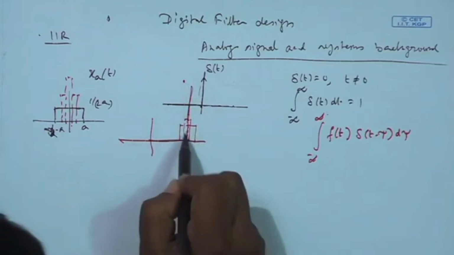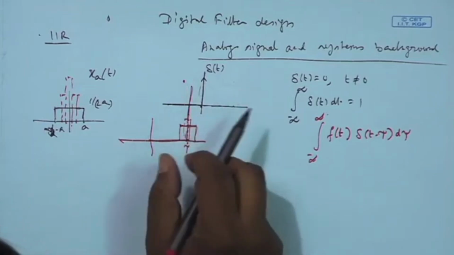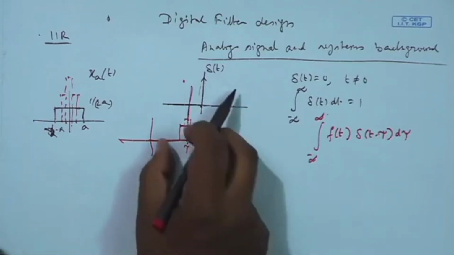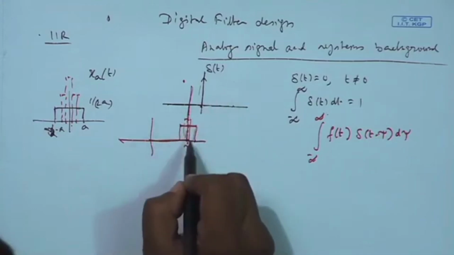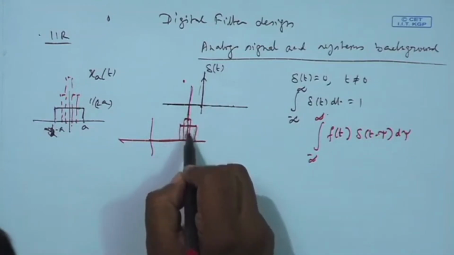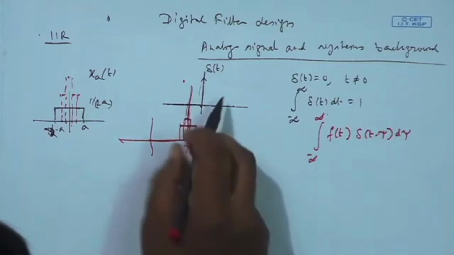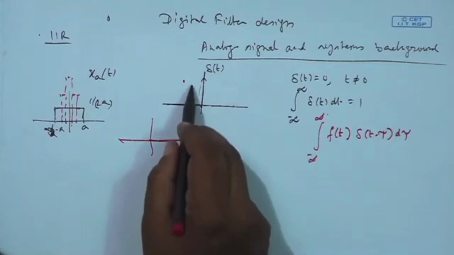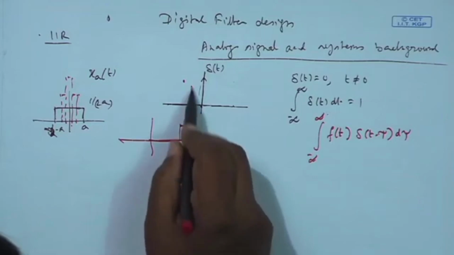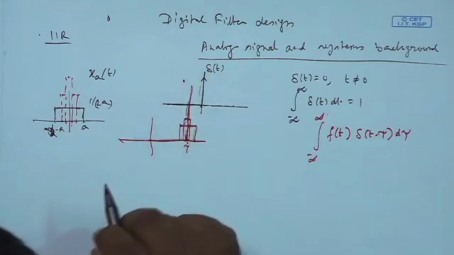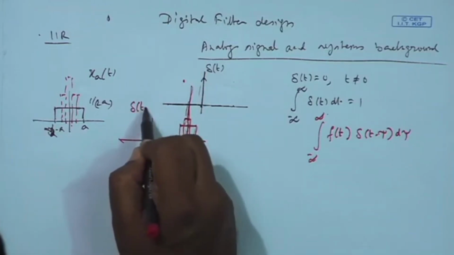Around tau, you start with a box such that the area within this box is 1, and it starts squeezing. But keeping the area 1, it goes up in the vertical direction, further and further as the width squeezes. Finally the width goes to 0 and the height goes to infinity, but the area will remain 1. That is the meaning of delta t minus tau.